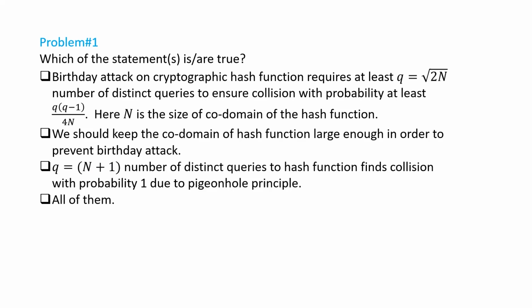Okay, if you replace this expression, q into q minus 1 by 4n, replacing q with 27 and n with 365, you will get that the probability is almost nearby half. So that is very interesting. That's why the name birthday attack comes into place.